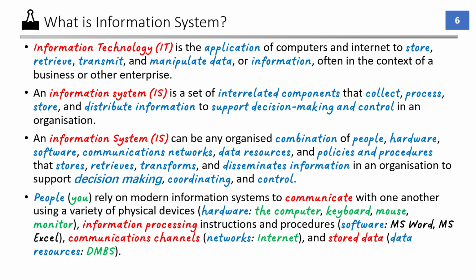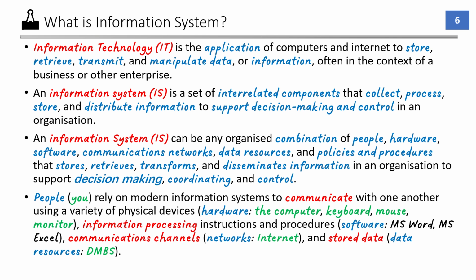Information technology, or IT, refers to the use of computers and the internet to store, retrieve, transmit, and manipulate data or information. It is widely used in businesses and organizations to support daily operations. An information system, or IS, is broader than just technology. It is a set of interrelated components that work together to collect, process, store, and distribute information. The main purpose of an information system is to support decision-making, coordination, and control within an organization.